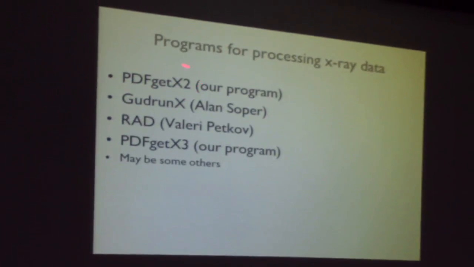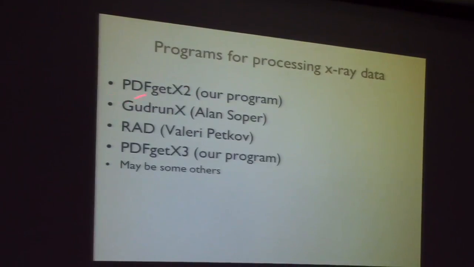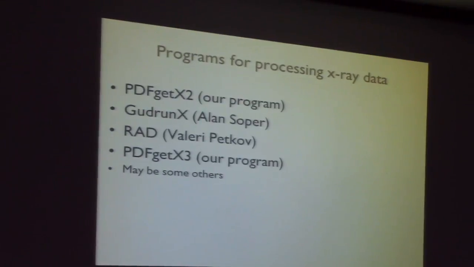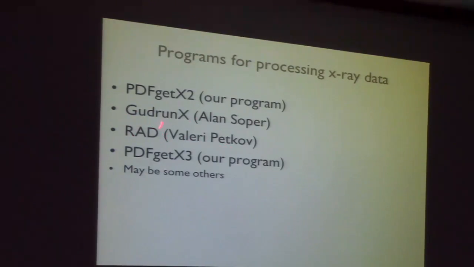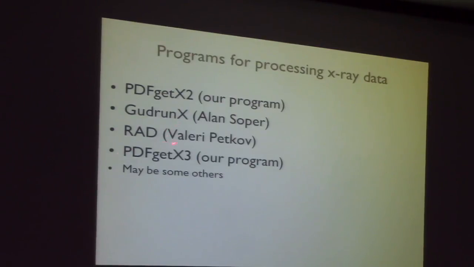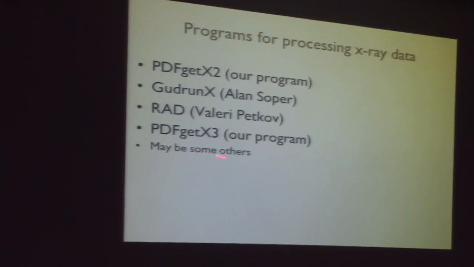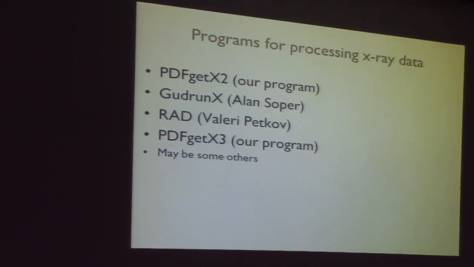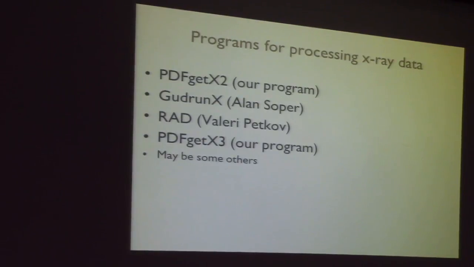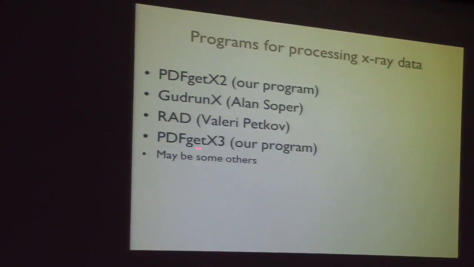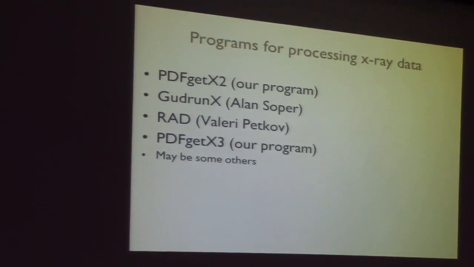But our program, which is very widely used, it has a GUI, is PDFgetX2, and it implements all of those corrections. Then there's also a very good program from Alan Soper, who's at ISIS in the UK, that's GudrunX. Valeri Petkov's program, RAD, is also available, but I think it's less good than either of these two. We now have a new program, PDFgetX3, which is the one that we're going to play with today, and I'm going to describe it to you briefly. There may be others, but I think these are the main ones. And these are all free software that you can download.